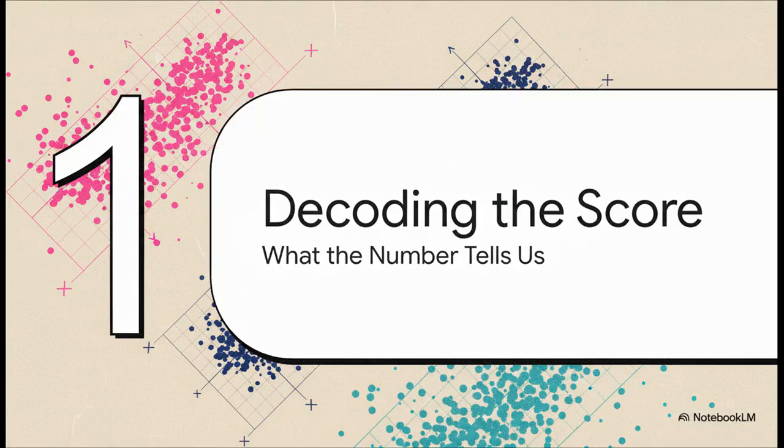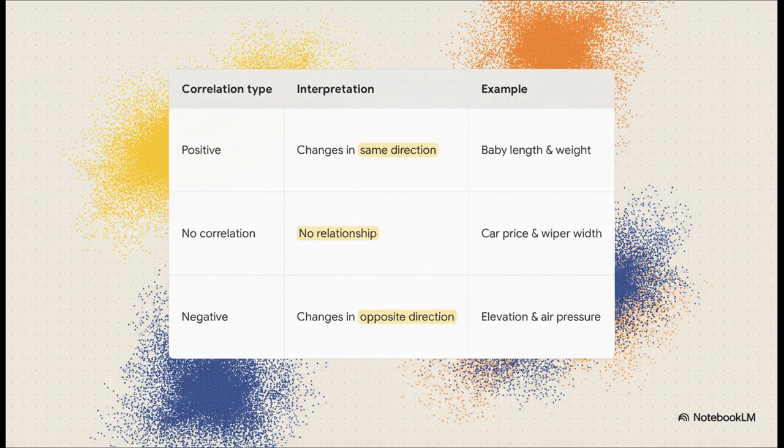Okay, so this number R tells a two-part story. First, it tells you the direction of the relationship, and second, it tells you its strength. Let's start with direction. If you have a positive R, it means that as one thing goes up, the other tends to go up too. Think about a baby's length and weight.